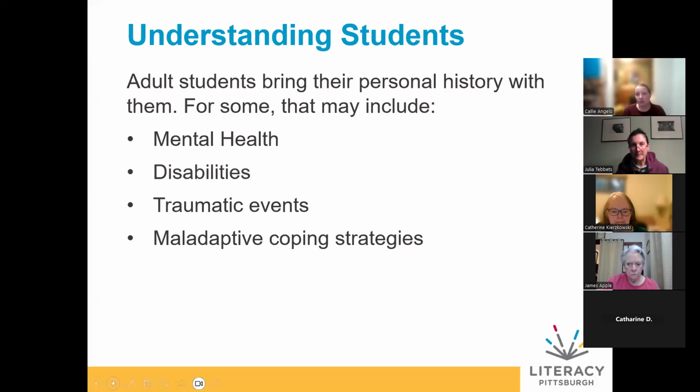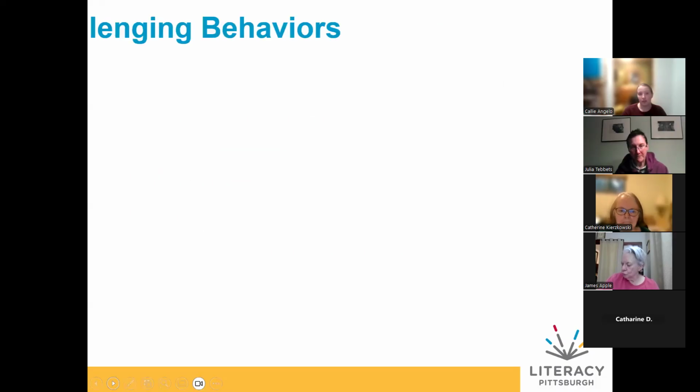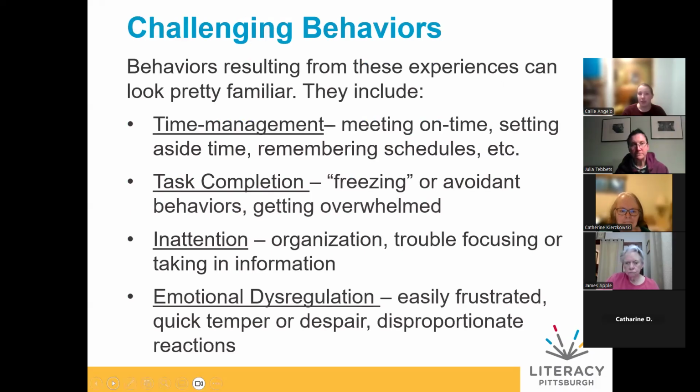Adult students bring their personal history with them. For some, that may include mental health, disabilities, traumatic events in their past, and maladaptive coping strategies. Behaviors resulting from these experiences can look pretty familiar. They might include time management. That can be struggling to meet on time, struggling to set aside time for tasks, struggling to remember meetings or schedules.